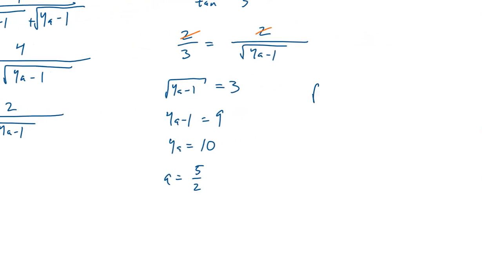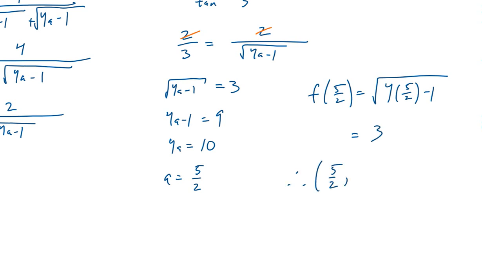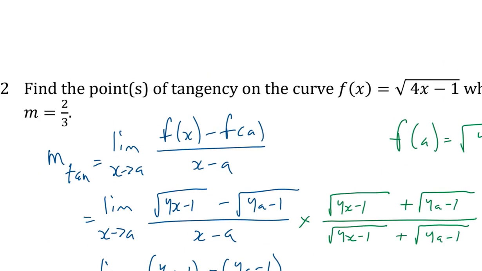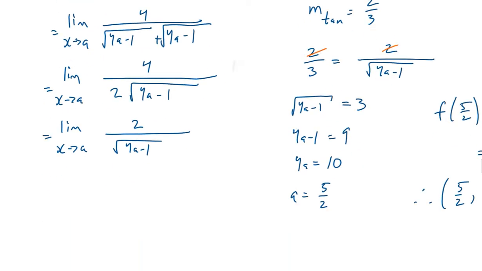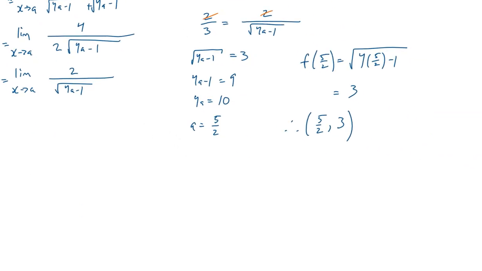Okay, and just very quickly, f at 5 over 2. So that ends up being 2 times 5, which is 10, minus 1, which is 9. So that's 3. So our point is 5 over 2 and 3. And again, we were asked for the point, so just make sure that you're careful what the question is asking for. This one says points of tangency, but there's only one. And if we think about a square root function, you would expect there to only be one. Why would you have two?